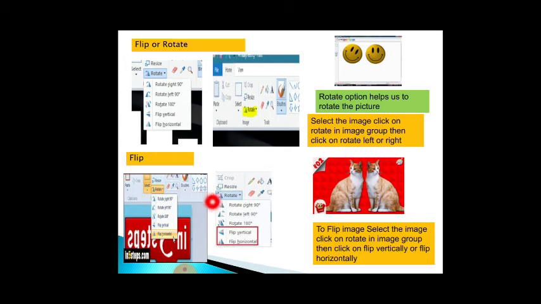Next, what is flip? Again there are two types here, flip vertical and flip horizontal. You can just see here the image of a cat has been flipped. So there are two images formed of the same, which is called a mirror image. To flip the image, select the image, click on rotate in the image group and then click flip vertically or flip horizontally.